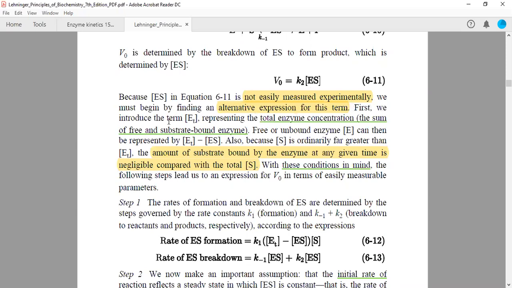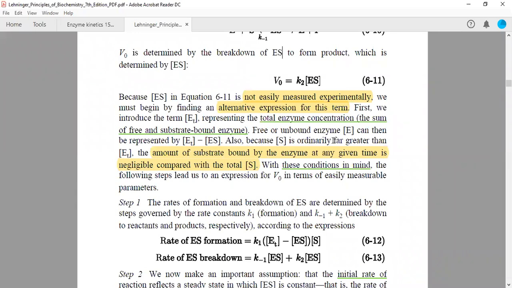So first of all, we introduce the term ET. We know the total enzyme concentration is a combination of enzyme substrate plus the free enzyme. So the total enzyme concentration will be the sum of free enzyme and substrate bound enzyme. We know this. Therefore, the free or unbound enzyme E can be calculated if we subtract this ES concentration from the total enzyme. It will be called the free enzyme, which will remain in the solution. So the free or unbound enzyme will be equal to ET minus ES concentration.